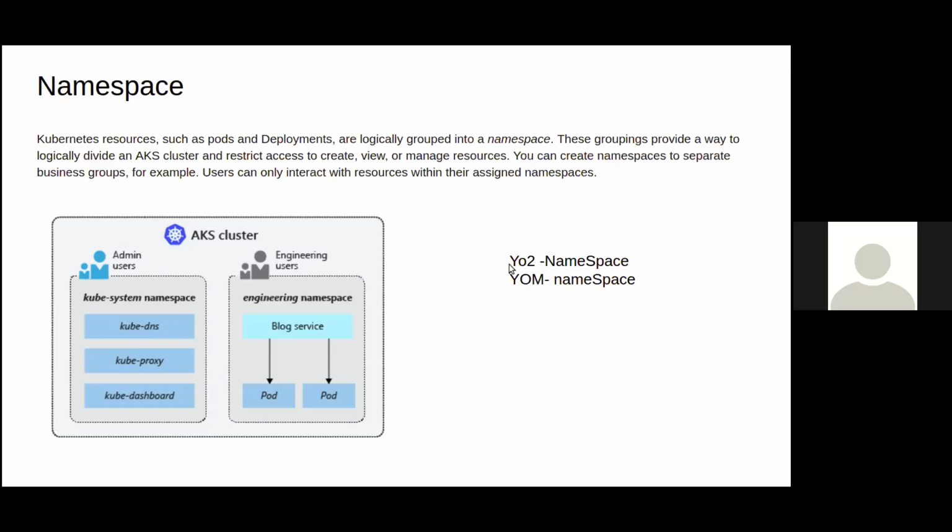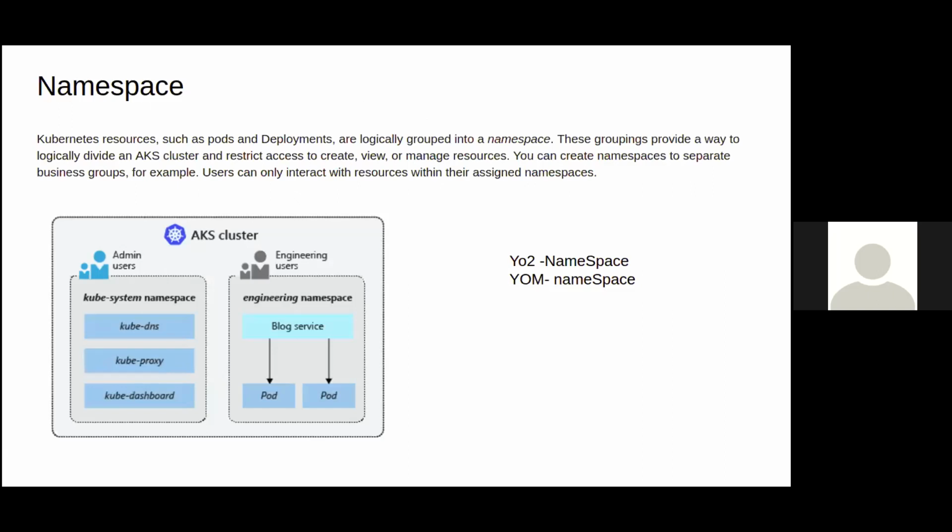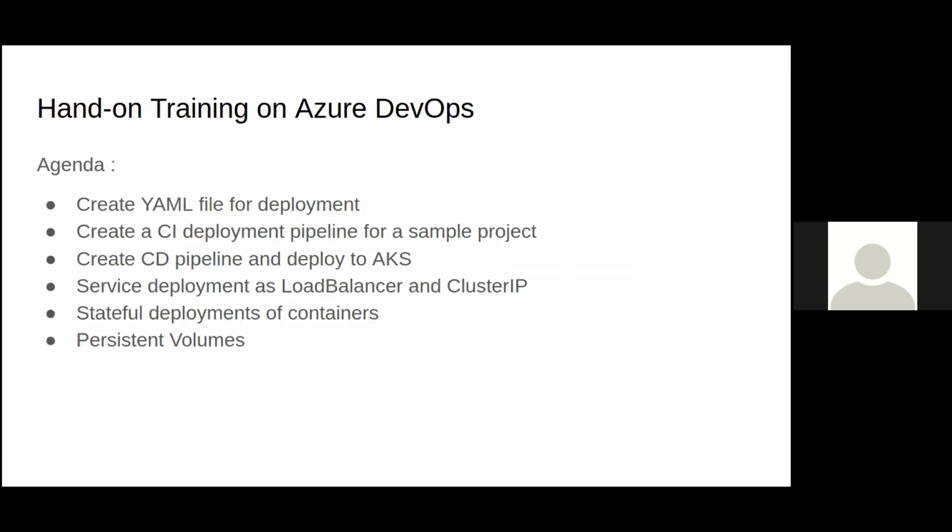So for example, if we are going with our concept, we have a Yo2 namespace and we have another namespace called Yom namespace. So this is how you can differ in our real world scenario. So Yo2 will contain all the applications of the Yo2 and Yom will contain all the applications of Yom. Okay. So today's agenda is this.